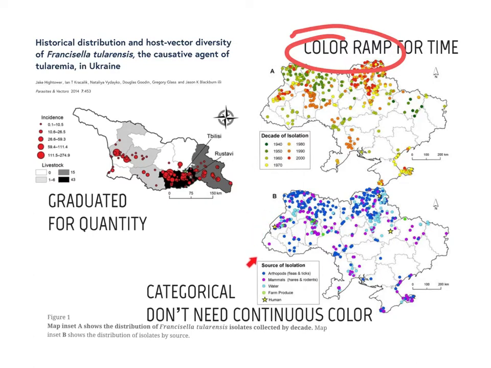In this later case, where we have categorical coloring, we don't need continuous color. So we can graduate for quantity, we can color ramp for time or sequence, and for categorical, we don't need any continuous color. Each individual color can represent something totally unrelated to something else. And remember that we can have a color ramp also for quantity in our polygons, which is indicated here in our Georgia example as well.